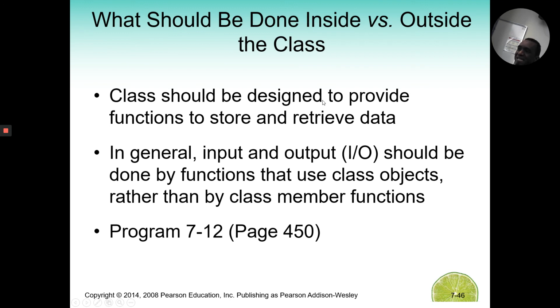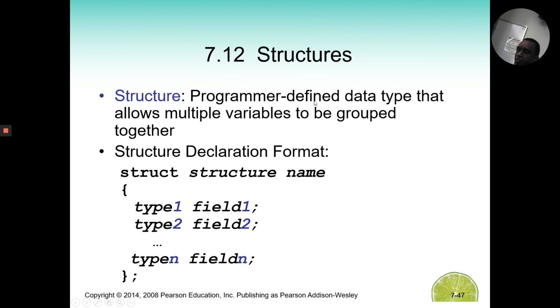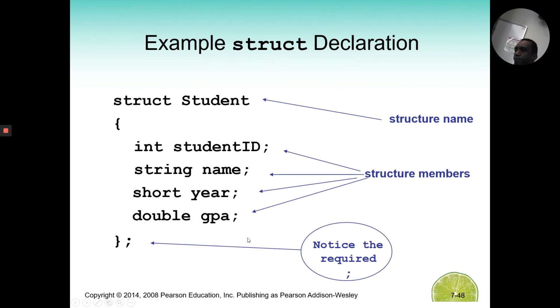So a class should be designed to provide functions to store and retrieve data. In general, input and output should be done by functions that use class objects rather than by class member functions. Now, structures. A structure is a programmer-defined data type that allows multiple variables to be grouped together. An example of that: you have a struct, the structure name, and then type one, and whatever the field is. When you see the word field here, we're talking about the state, or the property, or the attribute.